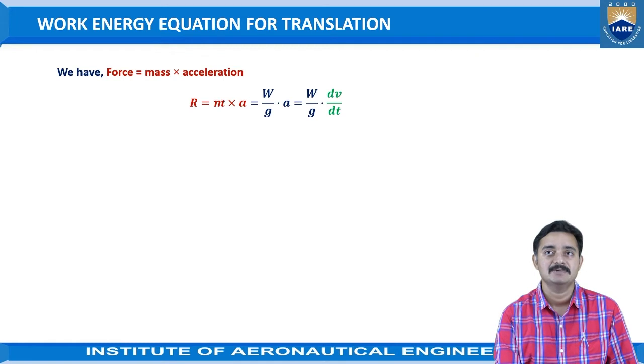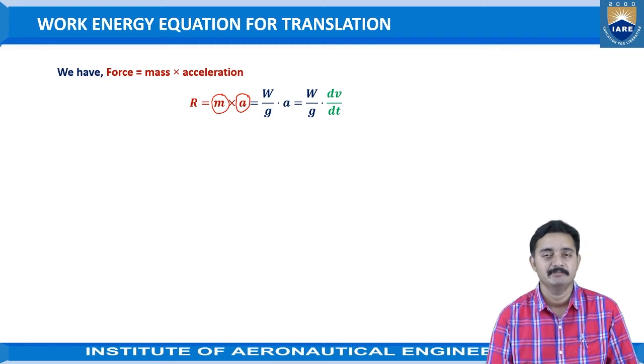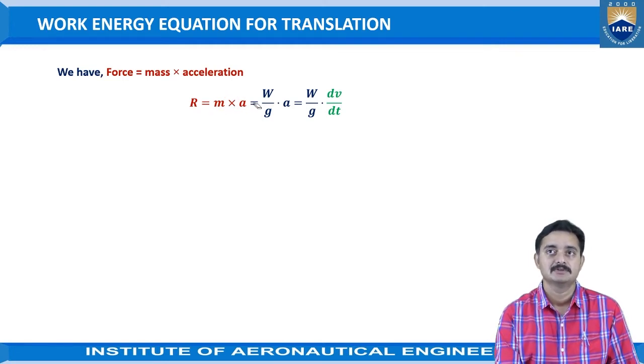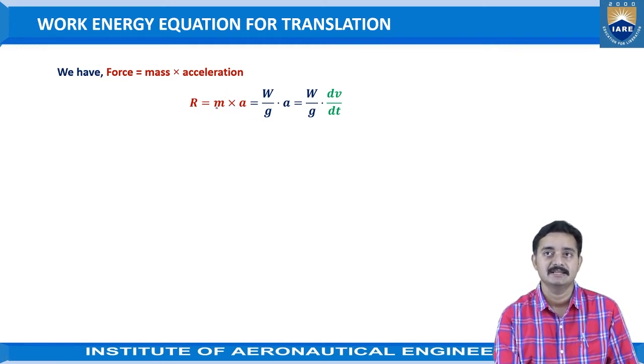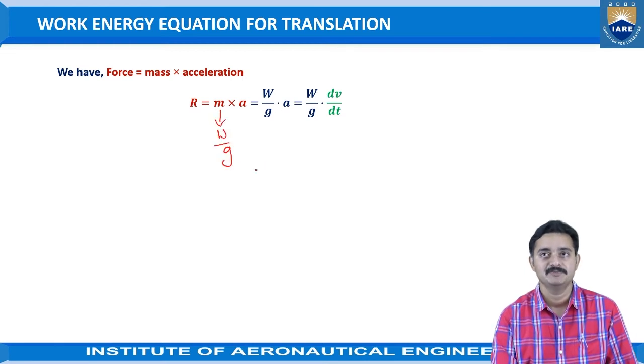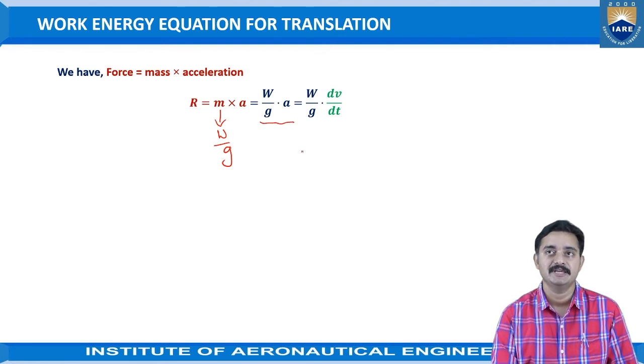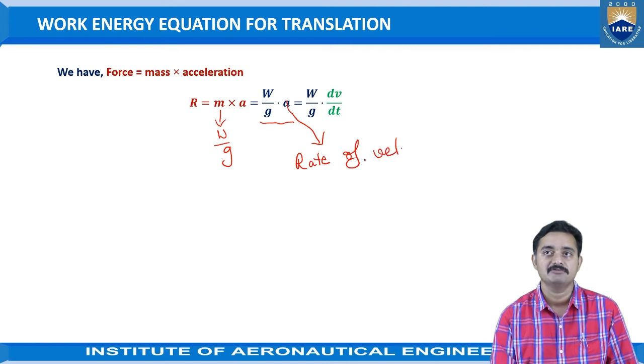And the mass is considered as small m, and the acceleration as a, which is achieved by the object. So here what we are writing is this mass m is converted to W by g. So that representation is W by g into a. Whereas this acceleration is treated as the rate of change of velocity.